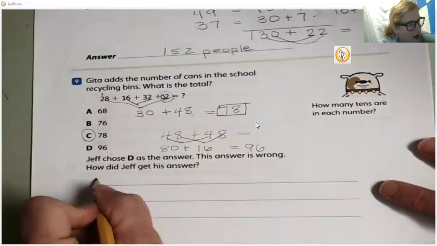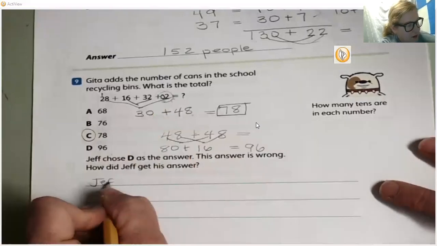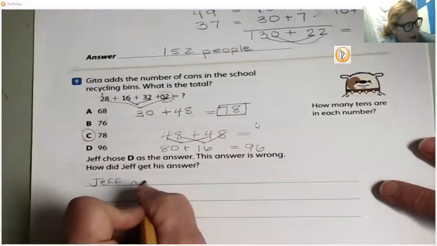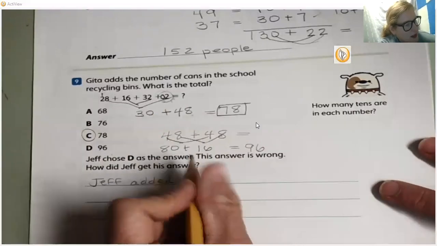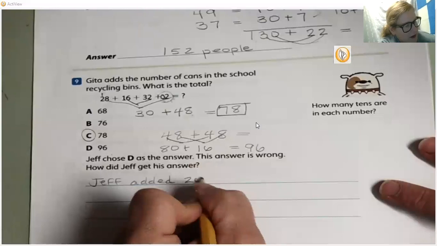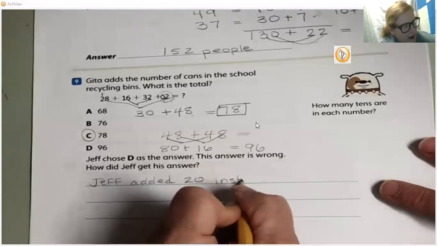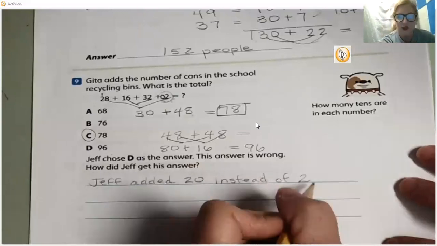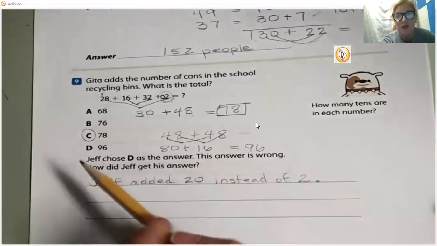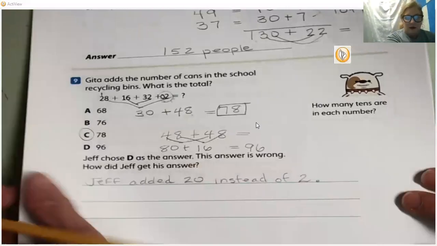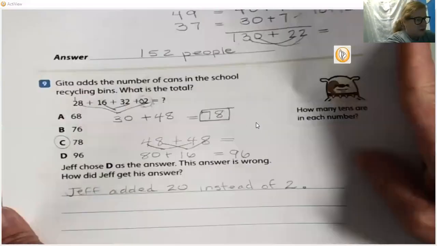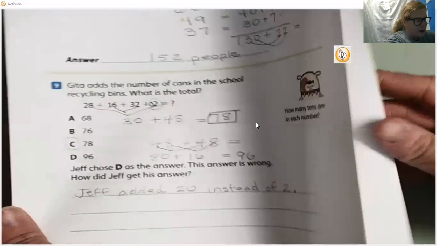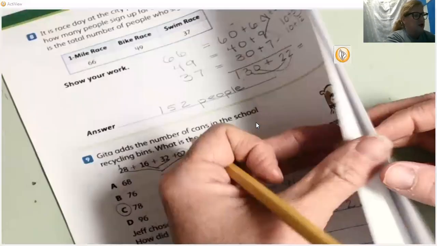So Jeff added 20 instead of 2. It's a shortened version of it, so that's what Jeff did. Oh my. It's messing up Gita's numbers, isn't it? All right, so moving to the next page. See why good accountants are very important.